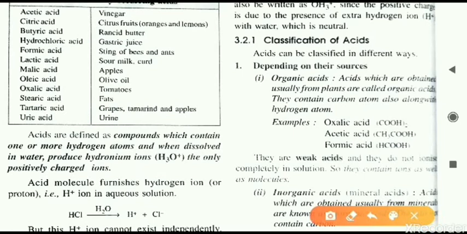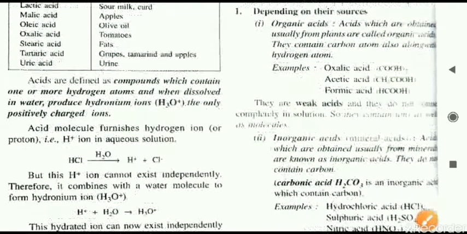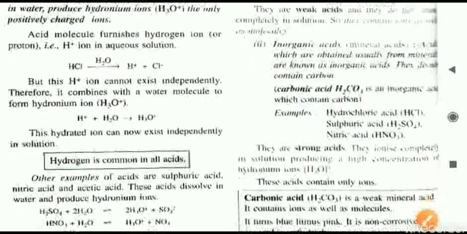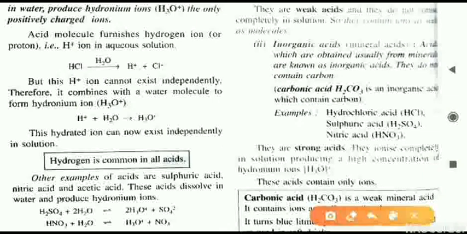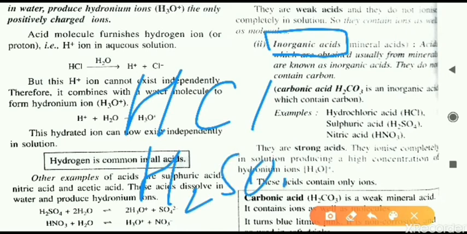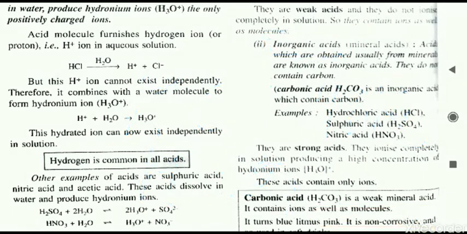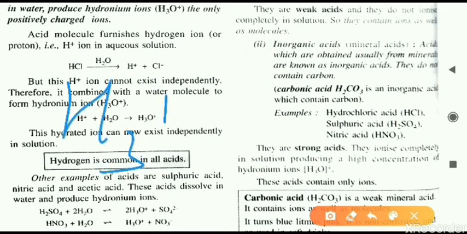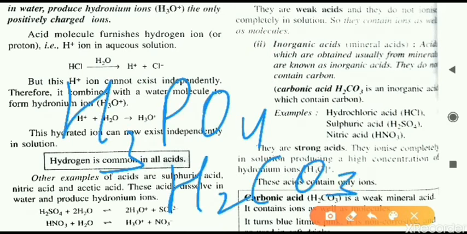Next one, the inorganic acids. They are usually obtained from the minerals, from the earth crust. In different forms, many minerals are extracted from the earth crust, and they are all producing what are known as inorganic acids. Example, HCl. Another example, H2SO4, that is sulfuric acid. Another one we can write HNO3, that is nitric acid. Many more we can write like H3PO4. Then we have H2CO3, that is carbonic acid.